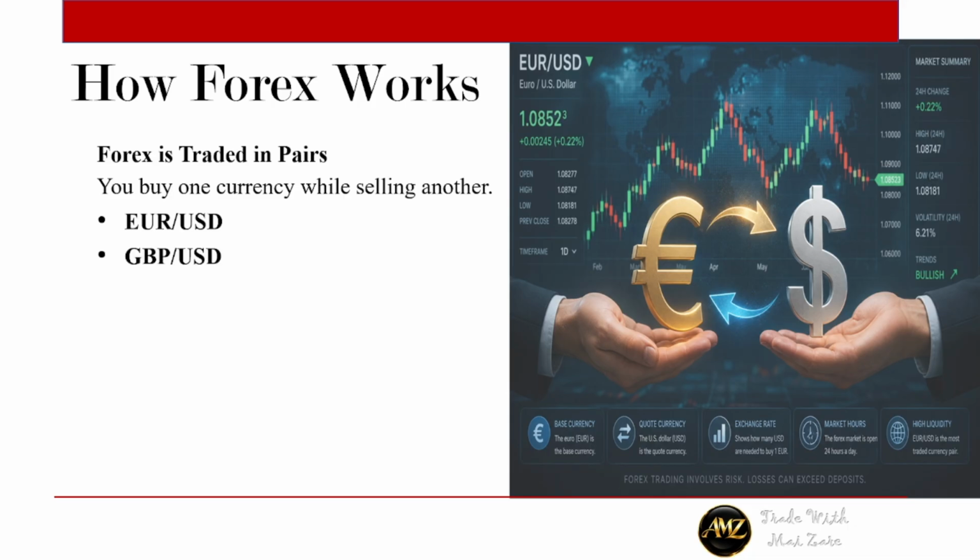GBP USD: you're buying Great British Pound and you're selling United States dollar. USD JPY: you're buying US dollars and you're selling Japanese yen. And then Aussie USD: buying Australian dollar and selling United States dollar. So a key formula is like €1 equals $1.1. So you need $1.1 to buy €1. That's majorly how Forex works.